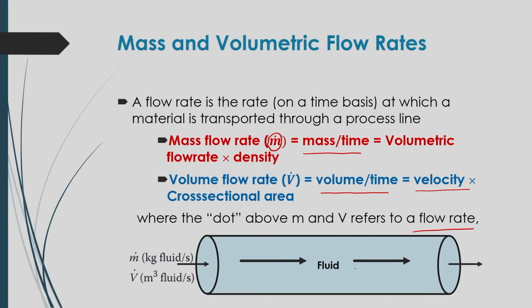Now, see in this figure the mass flow rate of the fluid flowing through the pipe as m dot, and the volumetric flow rate as v dot. Its unit will be kg of fluid per second, that is kg per second, and the volumetric flow rate will be meter cube per second. In this way you can calculate the volumetric flow rate of the fluid whenever it comes through the process unit.